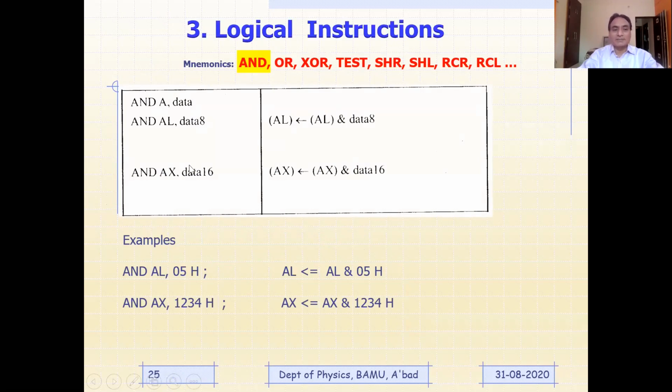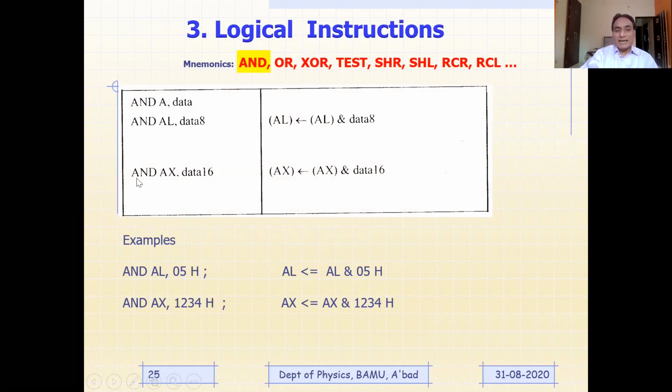Now another example, AND A comma data. In this particular type of logical ANDing, our destination is always the accumulator. So whenever we are talking about register A, it means you can have either the 8-bit AL or the 16-bit AX. So there are 2 options available here. AND AL comma data 8. Data 8 means 8-bit data. So this 8-bit data is going to be logically ANDed with AL. The result is going to be updated in AL.